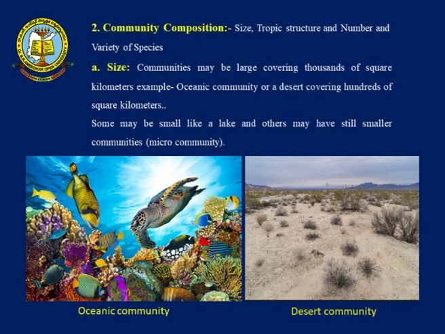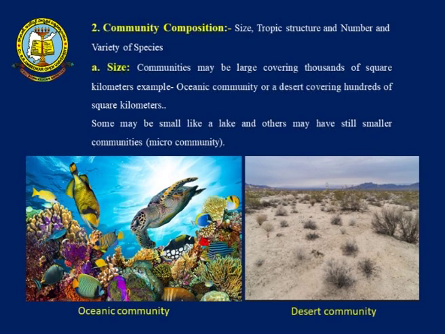The next point is community composition. In community composition, the size, the trophic structure, and the number and variety of species are going to be discussed over here. Now, we are going to talk about the size. Communities may be large, covering thousands of square kilometers, like an oceanic community or desert community. Some may be small like a lake and some may have still smaller communities. So, the larger the area, the larger the size of the community.